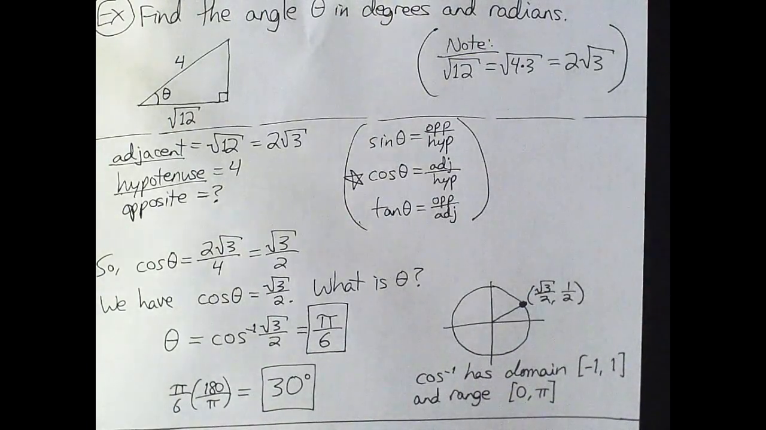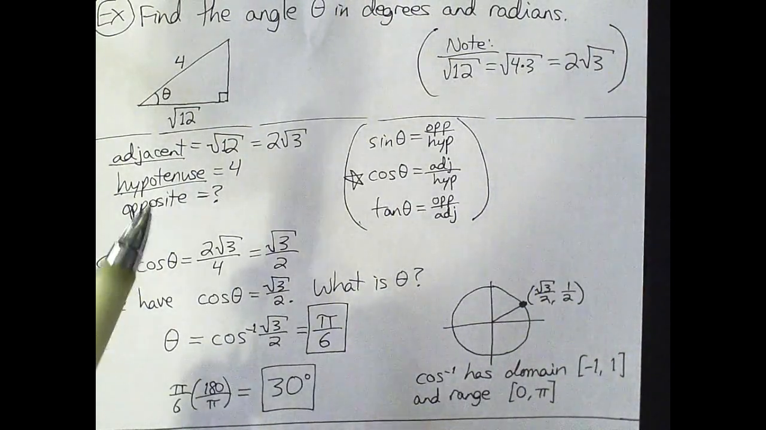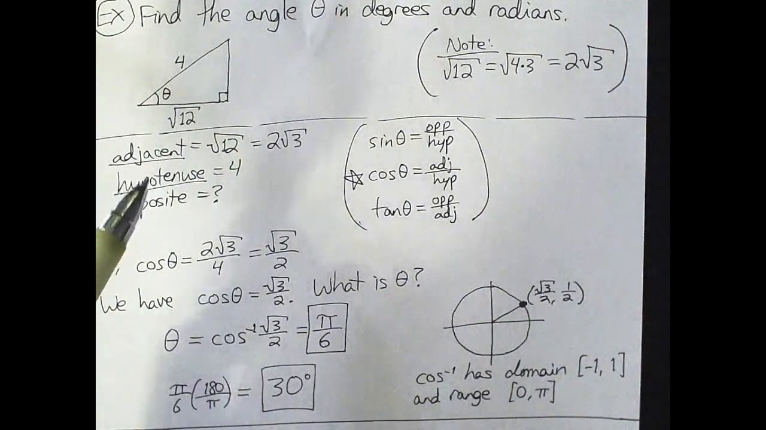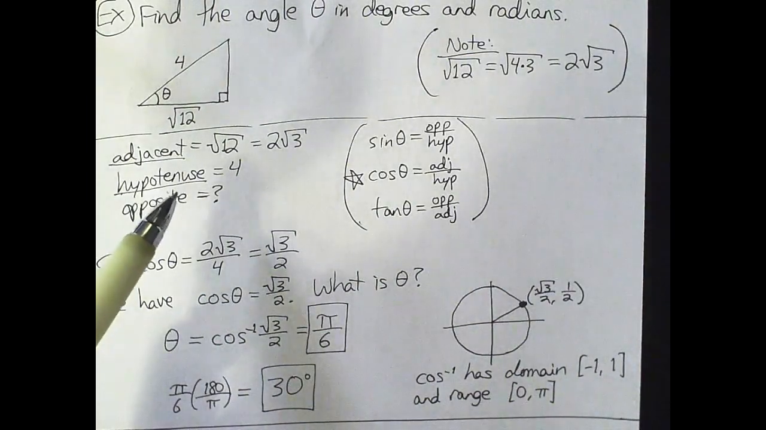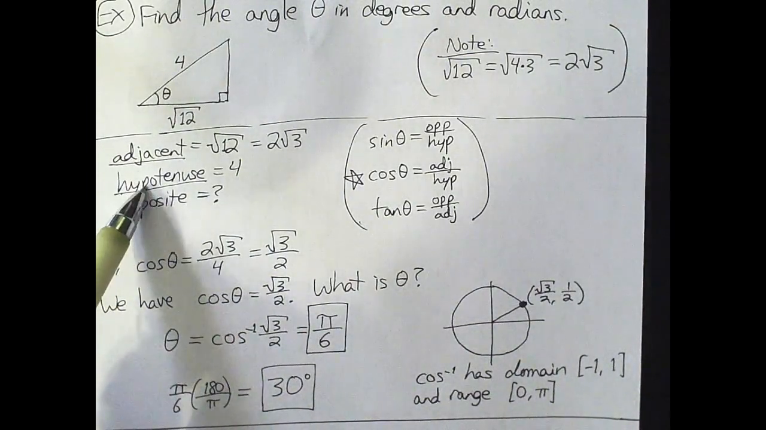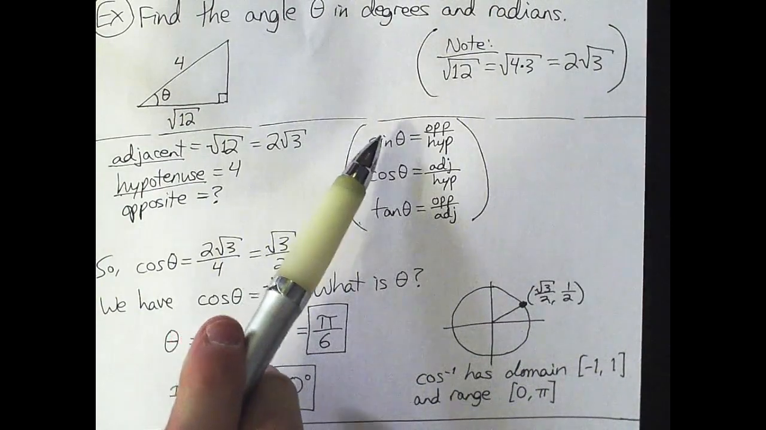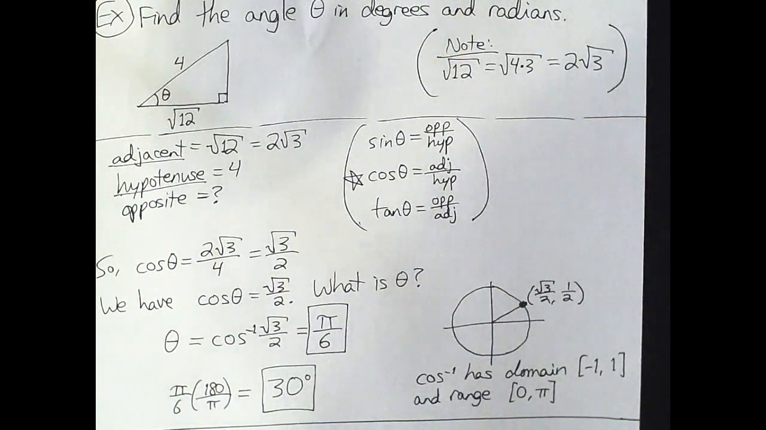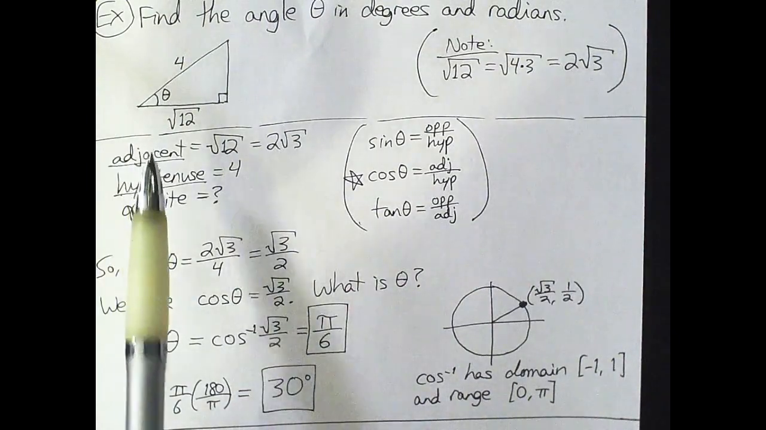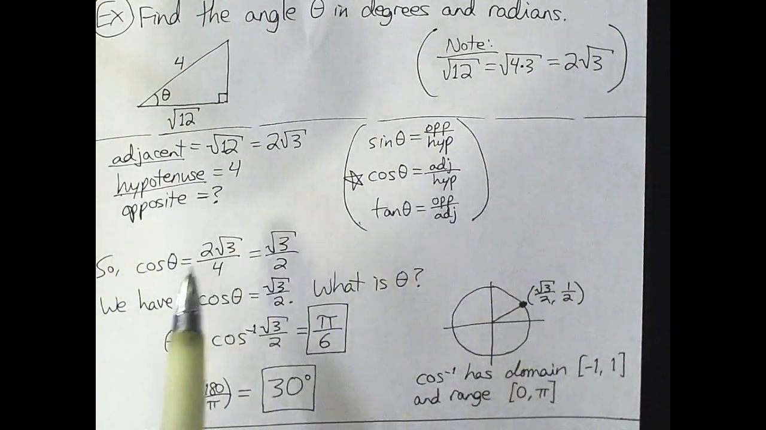Okay, before we do another problem, something I want to say about this one before we move on. We answered the question. We found the angle theta in degrees and in radians. How did we do it? We looked at the right triangle. We figured out which side lengths we have: the adjacent and the hypotenuse. And then we thought, which of the trig functions is going to help us for this particular problem? Since we knew adjacent and hypotenuse, we said, let's try cosine.